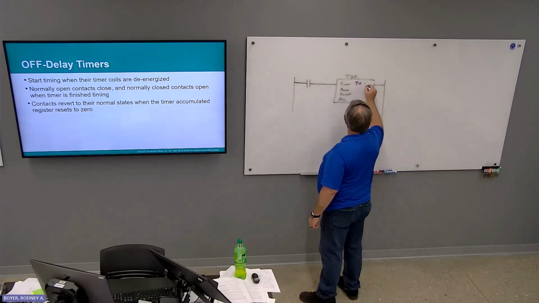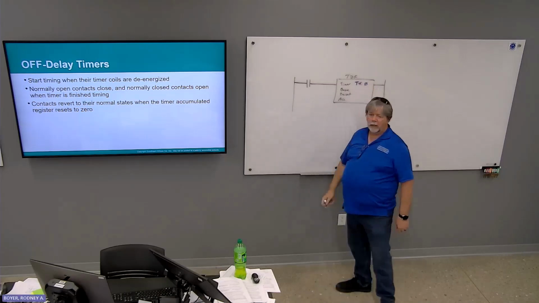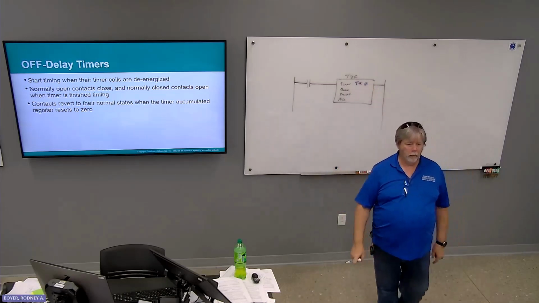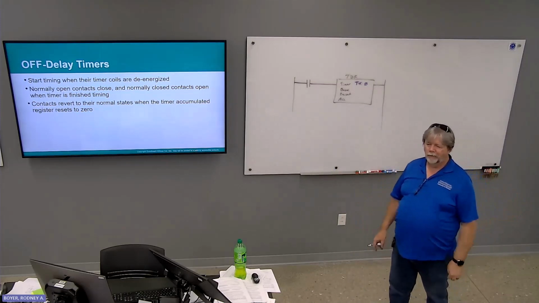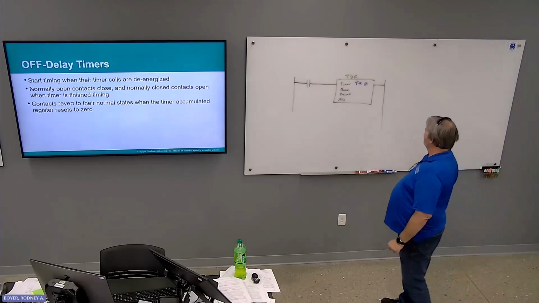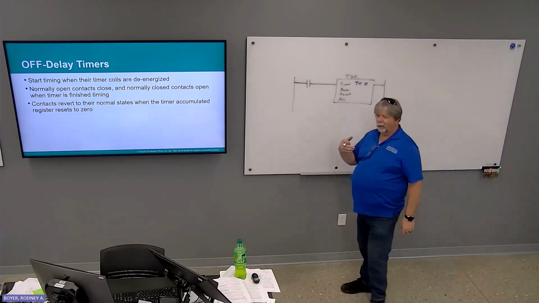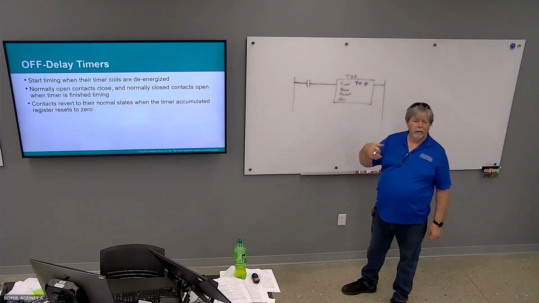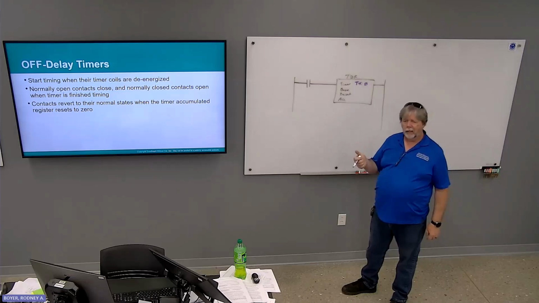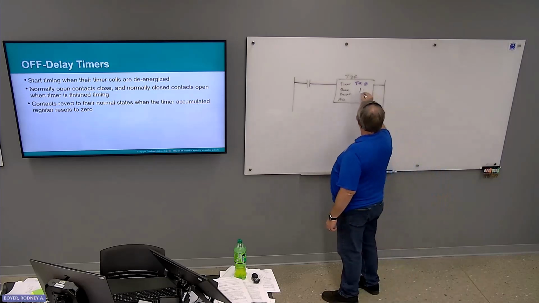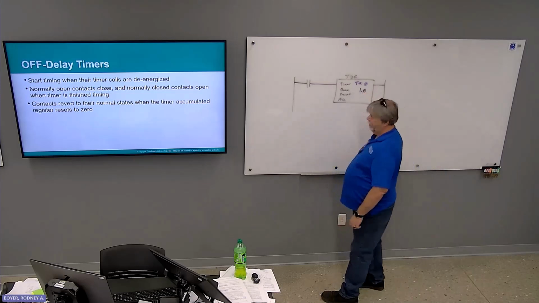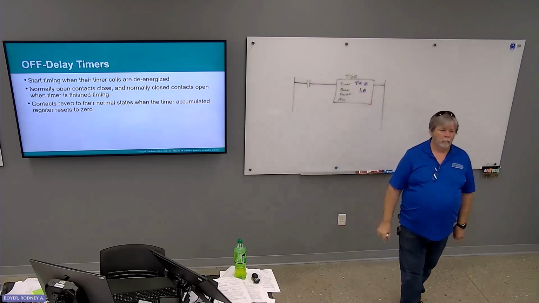Okay, so the address is going to be T4 colon, whatever. You've got from 0 to 255, so there are 256 timers available to you. The base is what the time slices are: millisecond, tenth of a second, and 1 second. For this, I'm just going to label it 1 second.